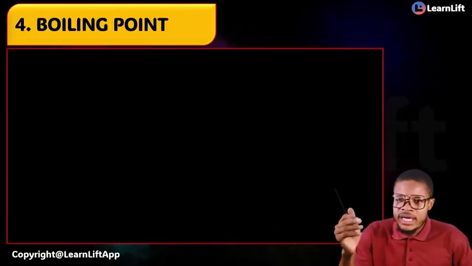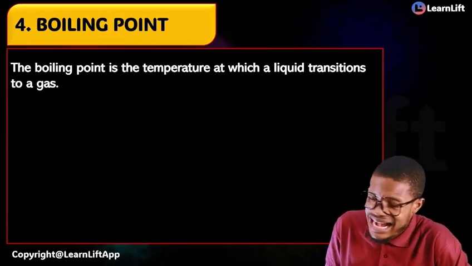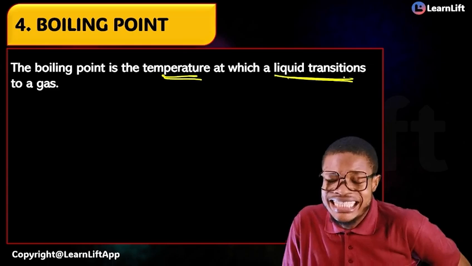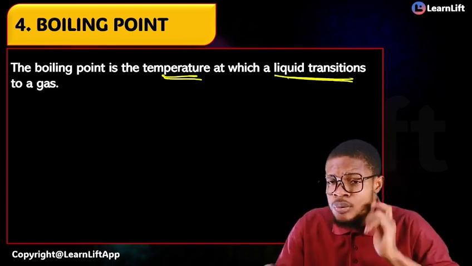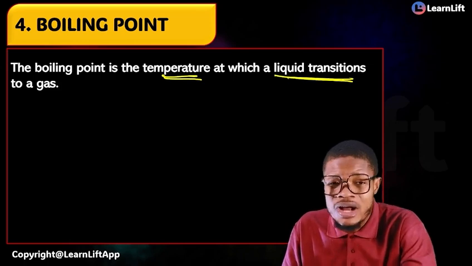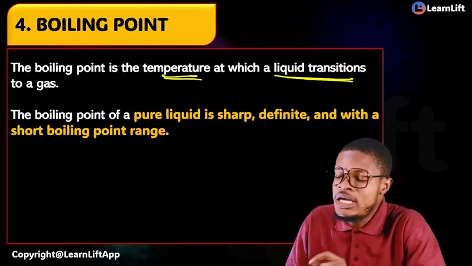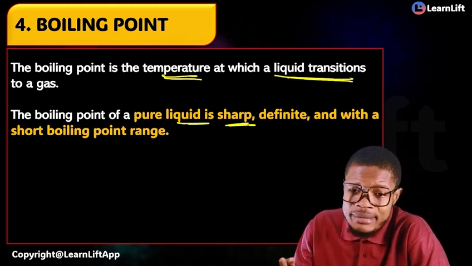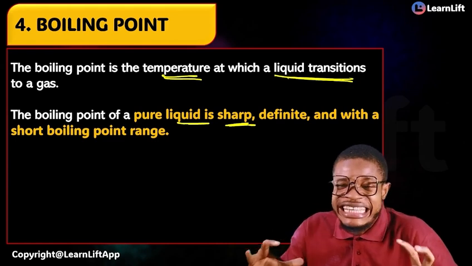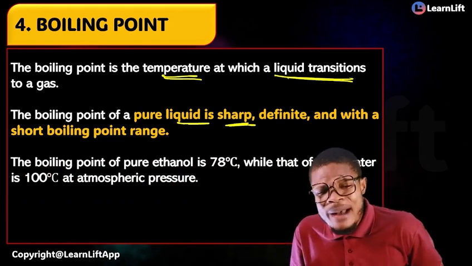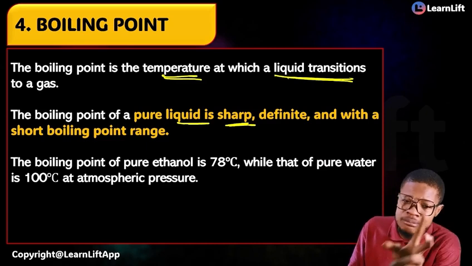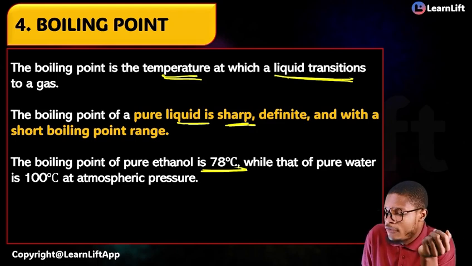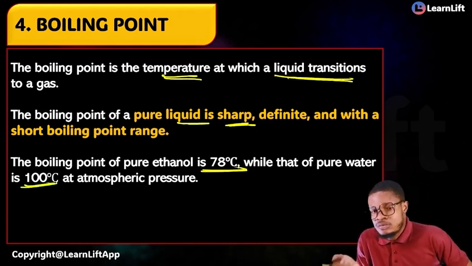Does it make sense? Don't forget that the boiling point is the temperature at which your liquids transition into gas. The liquid boils and changes to vapor, gas. That's boiling point for you. Don't forget that the boiling point of a pure liquid is sharp, definite, with a short range. But when you bring in impurity, you have spoiled everything. But first, the boiling point of pure ethanol is 78 degrees Celsius, while that of pure water is 100 degrees Celsius at atmospheric pressure.